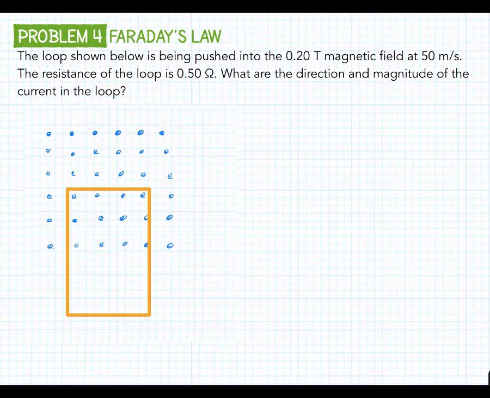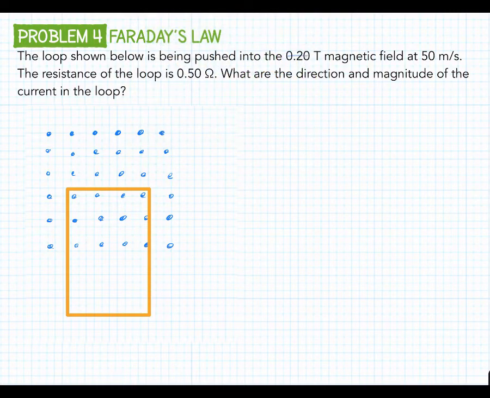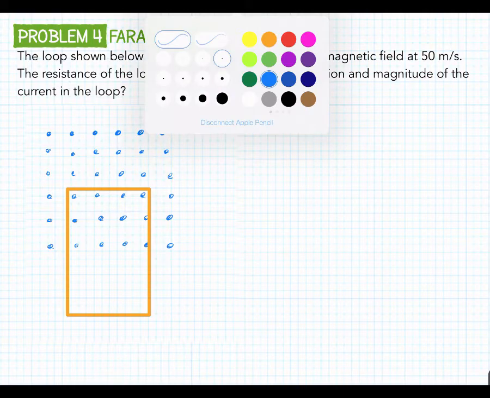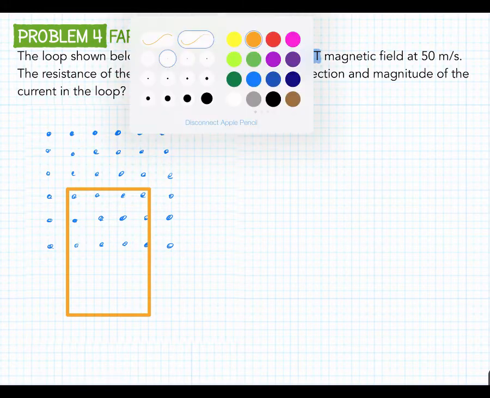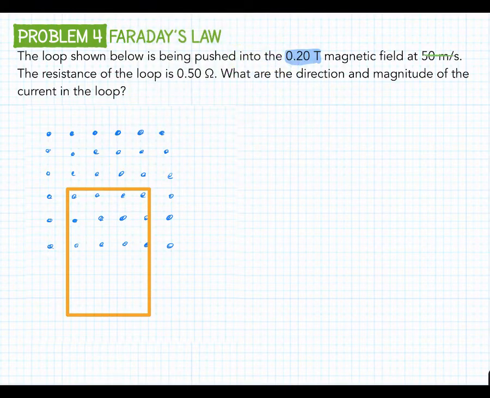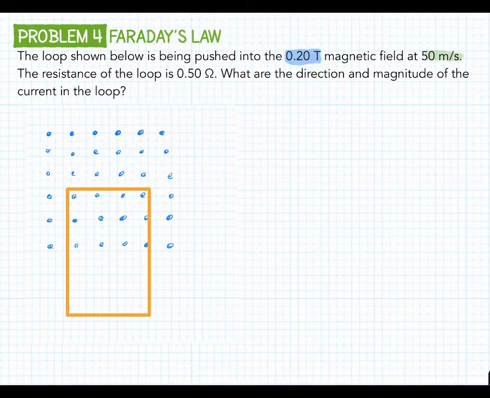So let's look through this. We know this is the magnetic field, 0.2 Tesla. The magnetic field's not changing per se. It's a constant magnetic field. But there is something changing because we have movement. Here's our 50 meter per second speed, so that would be this.